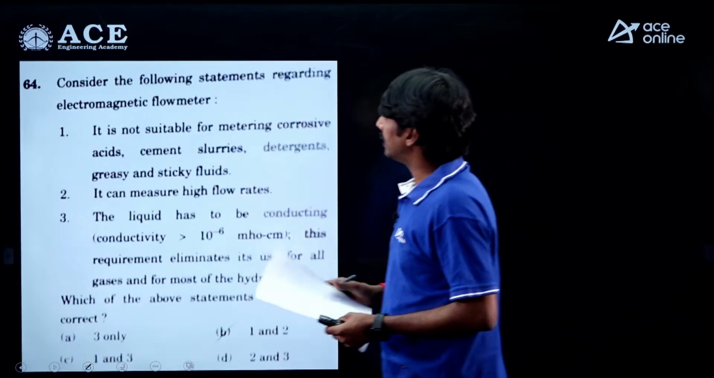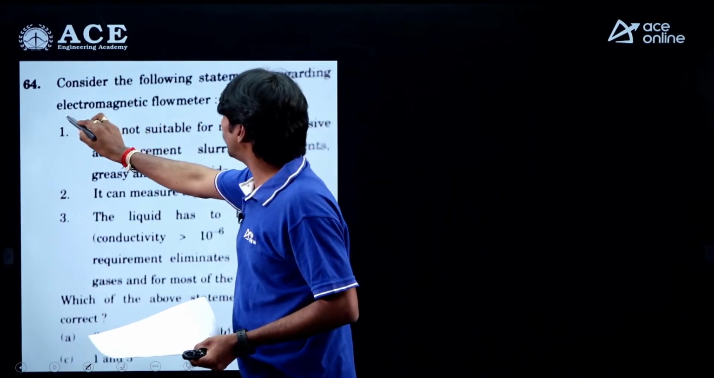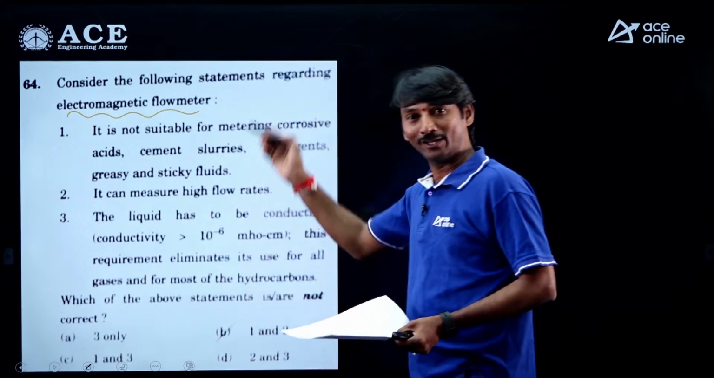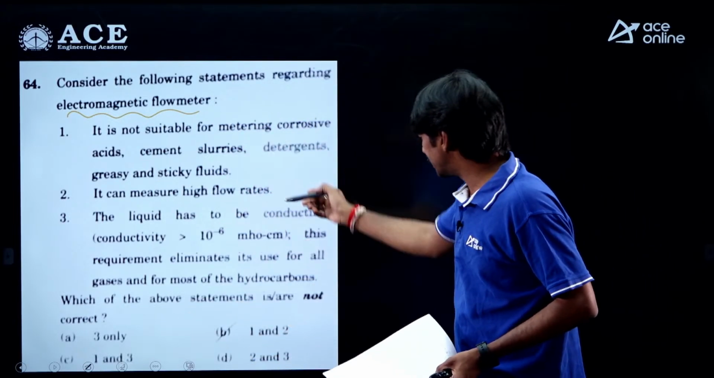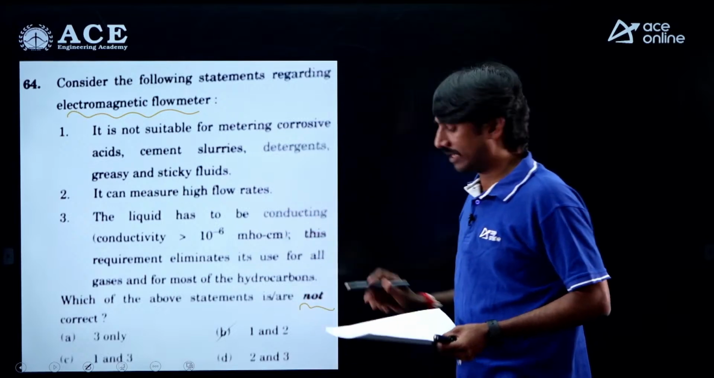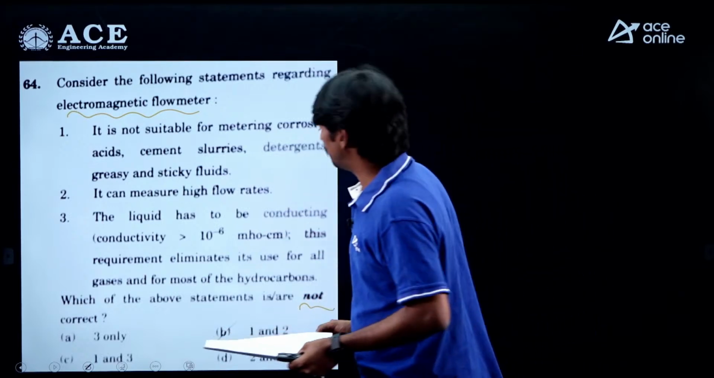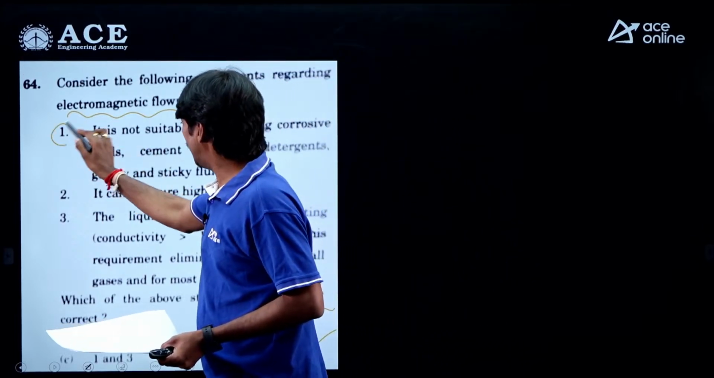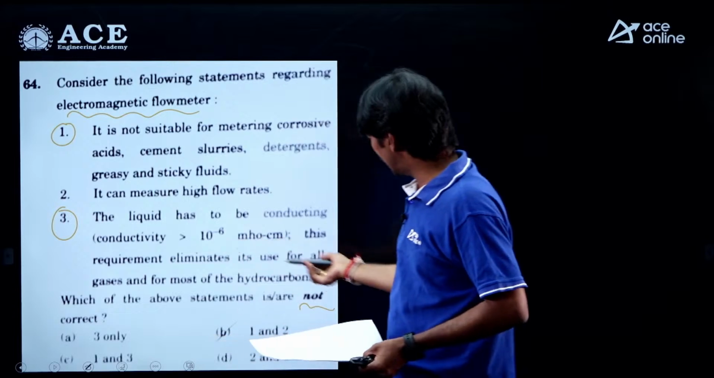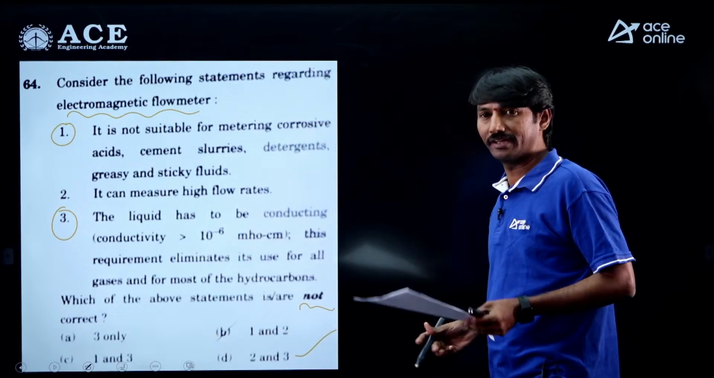And consider the following statements regarding electromagnetic flow meter. It is also a theoretical question. Here some statements are given, and he has asked which are not correct. So for this, 2 and 3 are not correct. This and this both are not correct. He is asking for not correct. So therefore the answer here is D.